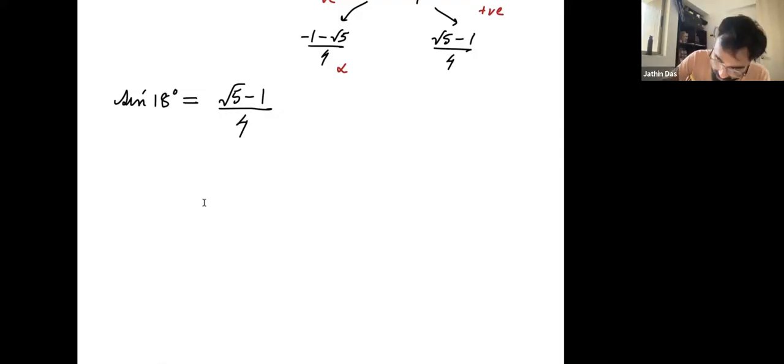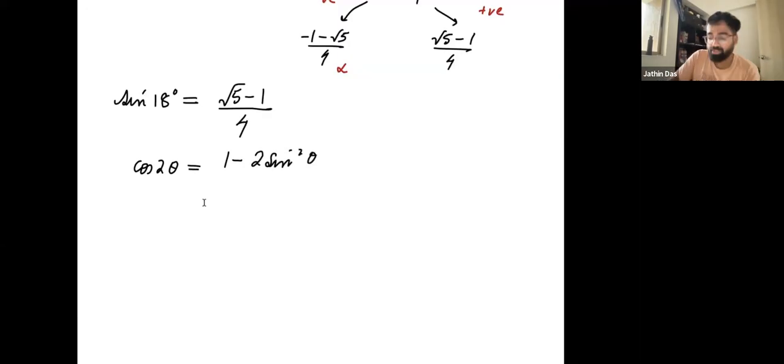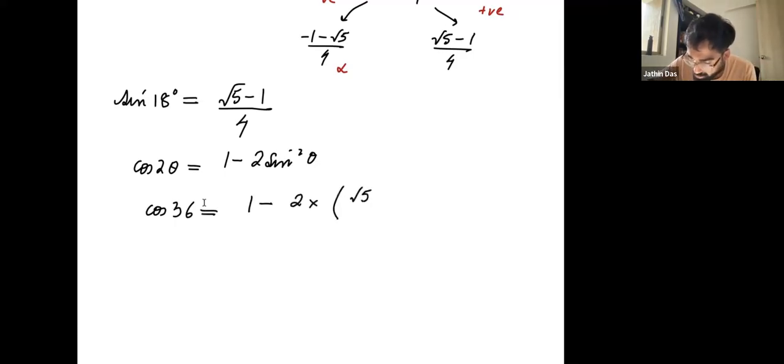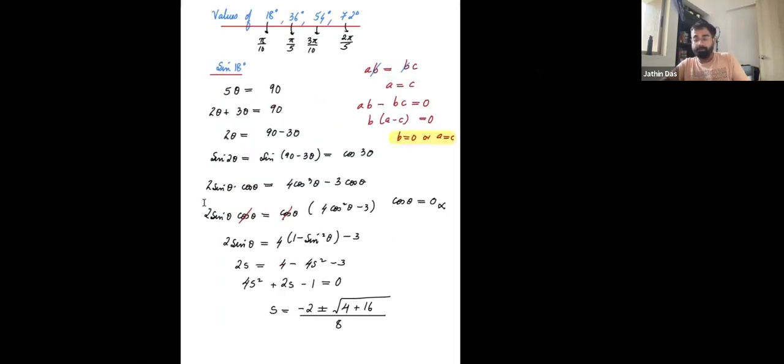You know cos 2 theta is equal to 1 minus 2 sin square theta. So if I put theta as 18, what do you get? Cos 36 is equal to 1 minus 2 into root 5 minus 1 by 4 whole square. Okay, and you check what value you get. Find it out. Okay, start.